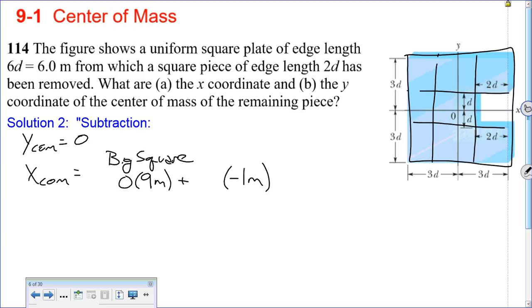And where is the center of mass of that piece we're missing? Well, it would be right in the middle, right? So wouldn't that be in a position of, what, 2D? You guys see what I'm saying, or no? It's like, where's the center of mass of this thing? It's at 2, right? So 2D. Good? Follow? And then divided by your total mass, which is 9m plus -1m.